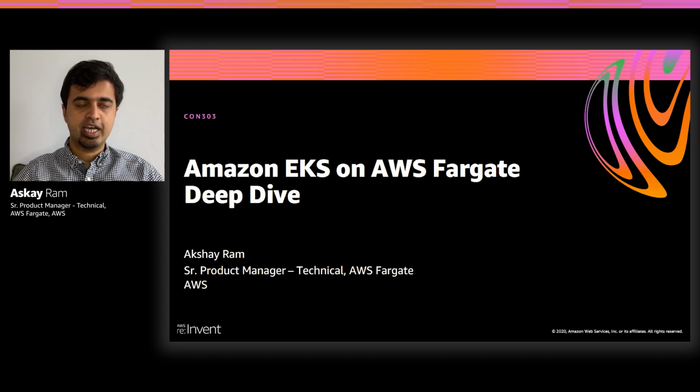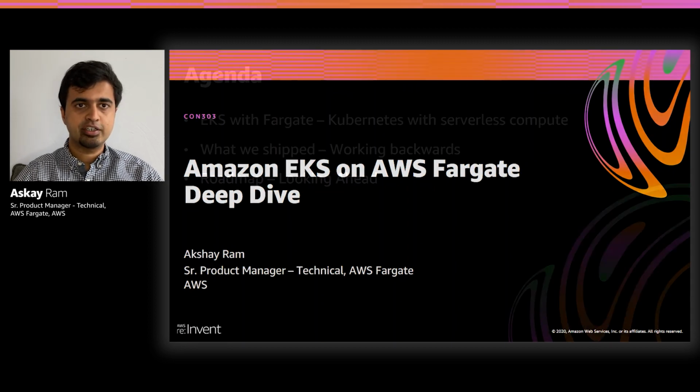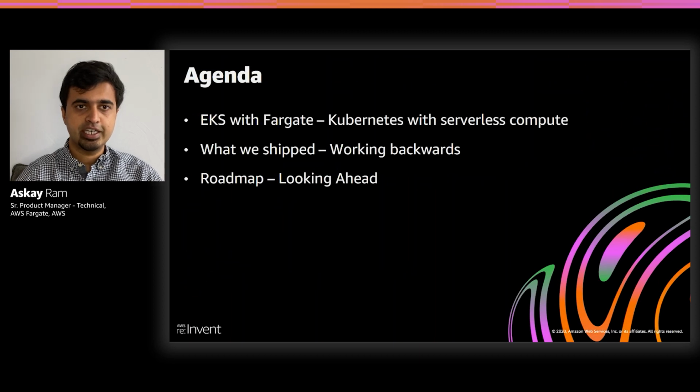Today we're going to talk about Amazon EKS with AWS Fargate Deep Dive. I'm super excited to talk about Fargate and the intersection of Fargate and Kubernetes. So let's get started. The agenda for today is we're going to talk about how you use Fargate with EKS and the benefits of using the serverless operational model with the Kubernetes API. We're going to talk about some of the key features we've launched. And we're also going to take a little bit of a look at the roadmap and what's coming ahead.